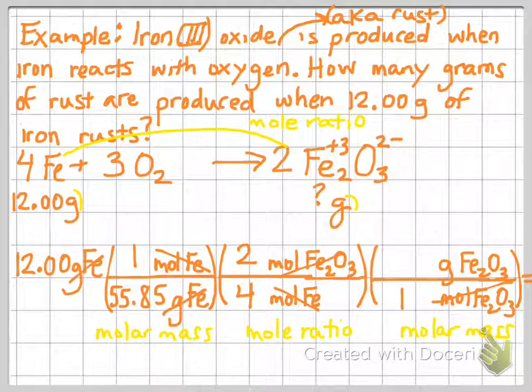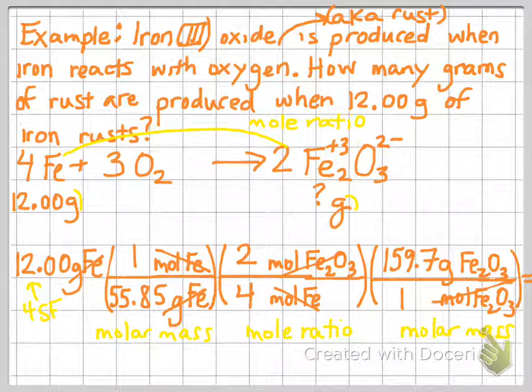To get the molar mass for the iron 3 oxide, I'm going to add up 2 irons. So 2 times 55.845 plus 3 oxygens at 15.999. And again, I'm just going to use 4 significant figures. So my calculator gave me 159.687, so I'm going to call that 159.7. I want to make sure I'm using at least 4 significant figures because 12 here has 4 significant figures.